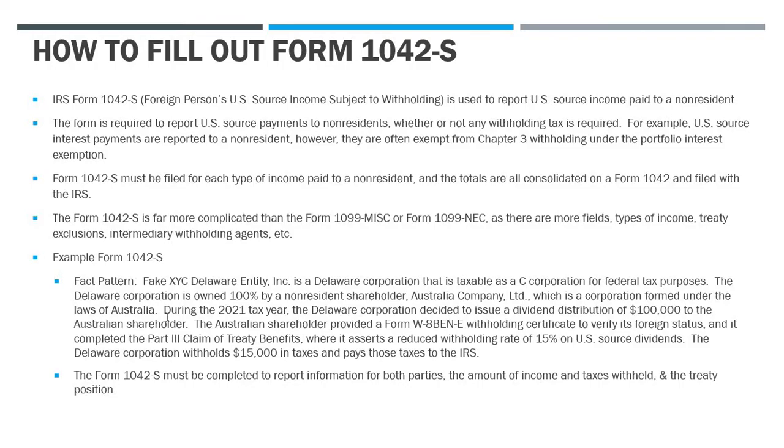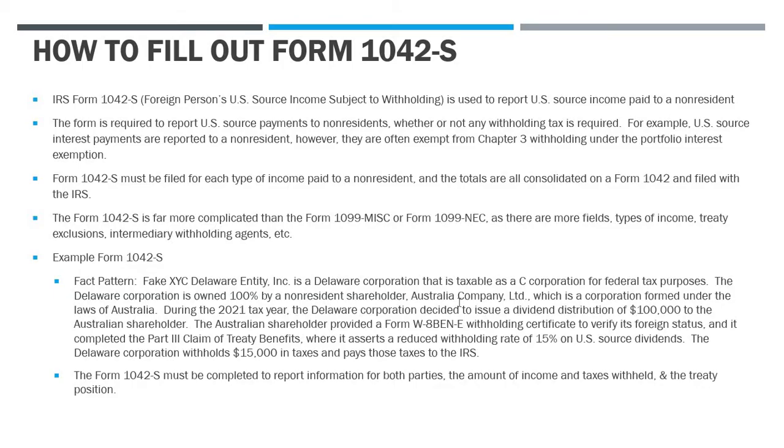So here's the fact pattern we're going to be working with. We have fake XYZ Delaware entity. This is a Delaware corporation that's taxable as a C Corp for federal income tax purposes. And the Delaware corporation is owned 100% by a non-resident shareholder, Australia Company Limited. Okay, so it's an Australian entity, and it owns 100% of the stock in the Delaware corporation. Now, during 2021, the Delaware Corp decided to issue a dividend distribution of $100,000 to the shareholder.